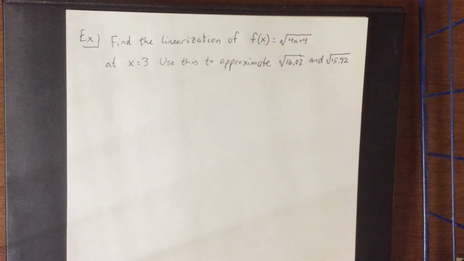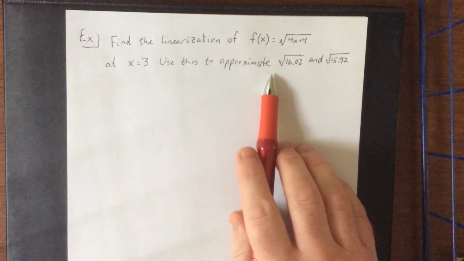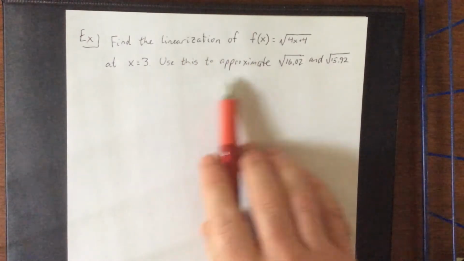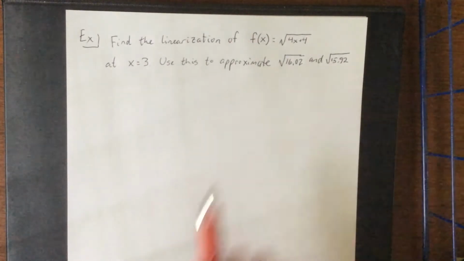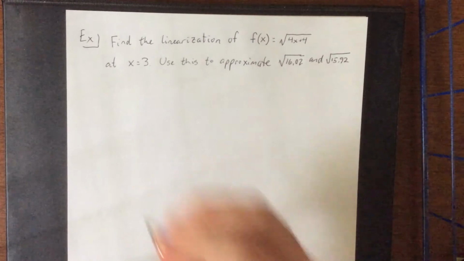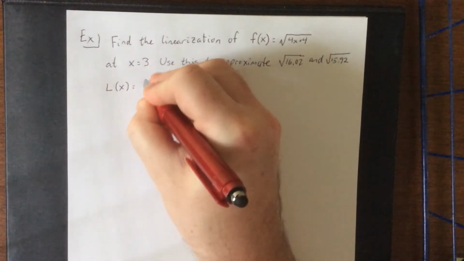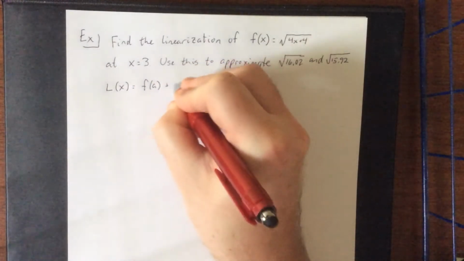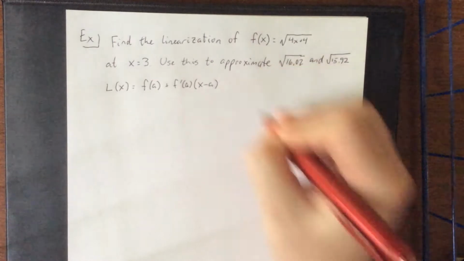For another example of a linearization, I'd like to find the linearization of f of x is equal to the square root of 4x plus 4 at x equals 3. We're going to use this linearization to approximate the square root of 16.02 and the square root of 15.92. So with that in mind, our linearization formula, L of x, is equal to f of a plus f prime of a times the quantity x minus a.